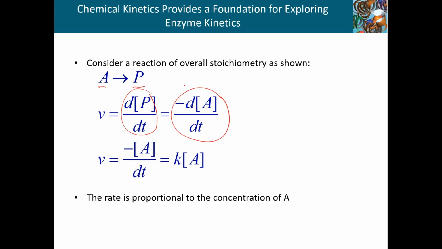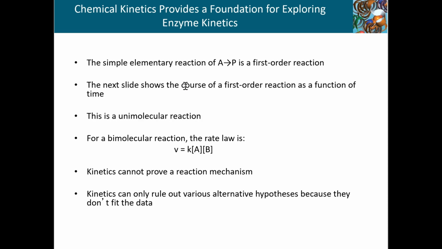What's really important to note here is that the rate of this particular reaction is proportional to the concentration of A. So this is just a simple reaction of A to P, and it's first order because it's only dependent on the concentration of A. This is also called a unimolecular reaction. So, unimolecular, first order.